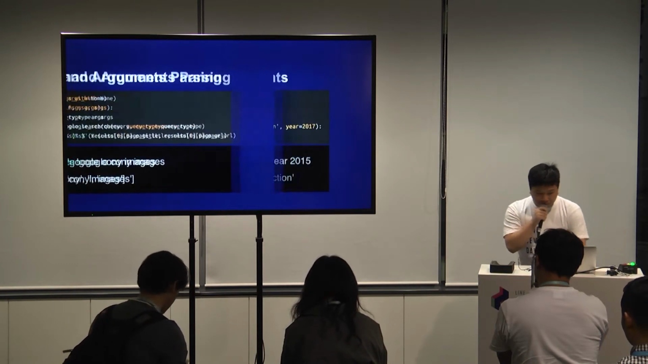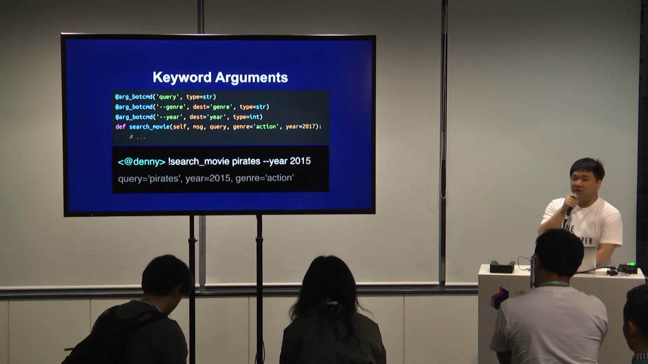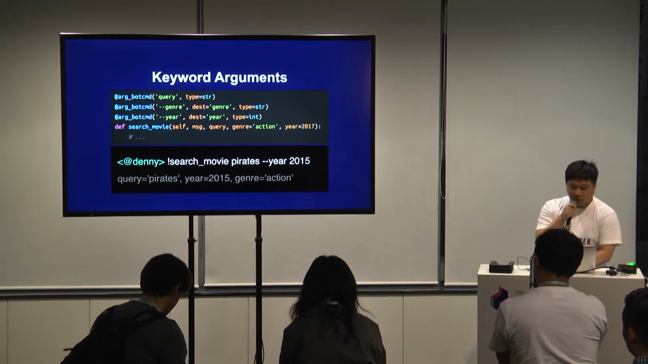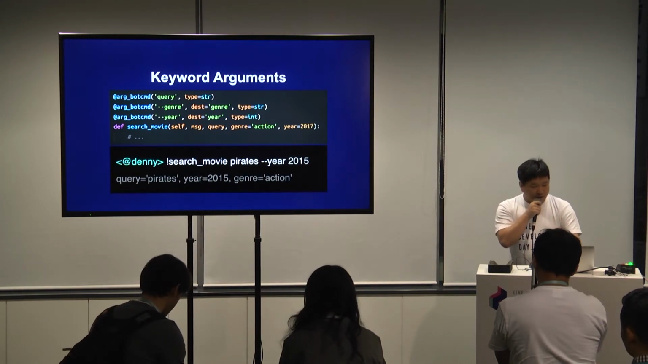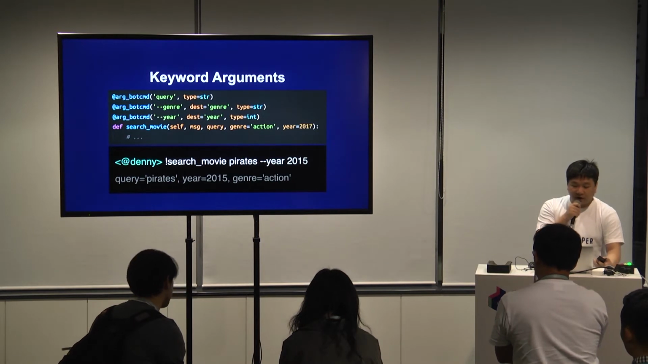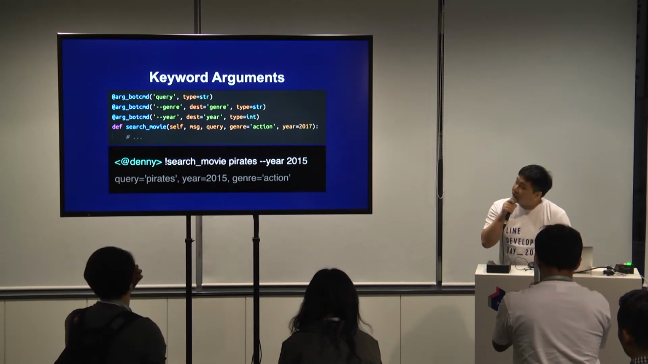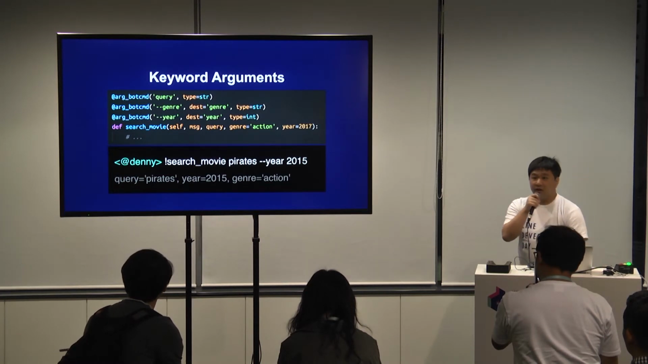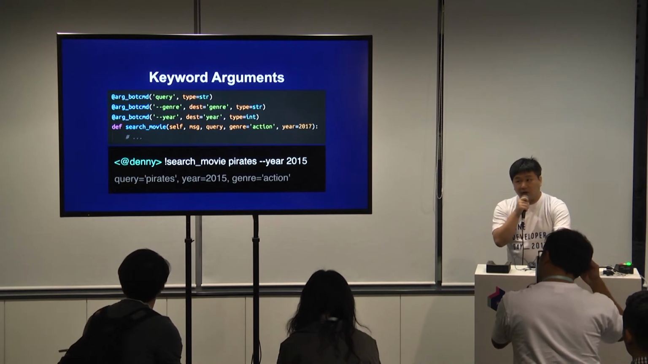Okay, and also keyword arguments. If you have written Python, you must know keyword arguments. It also supports keyword arguments too. In this example, I only specified year, and if I don't specify genre, it'll use the default, which is action. So I can easily do commands with default arguments.